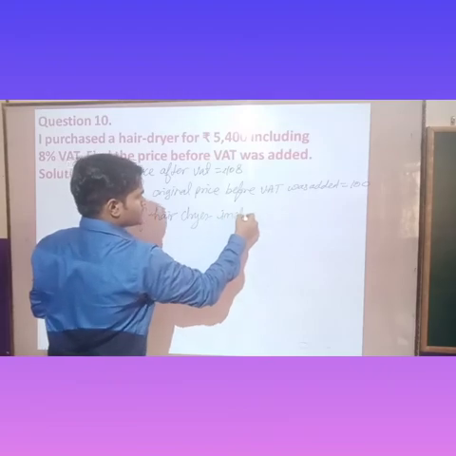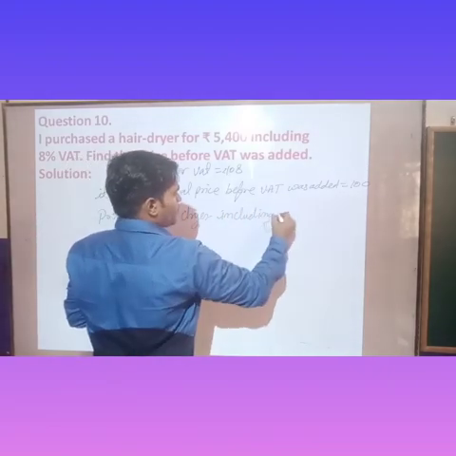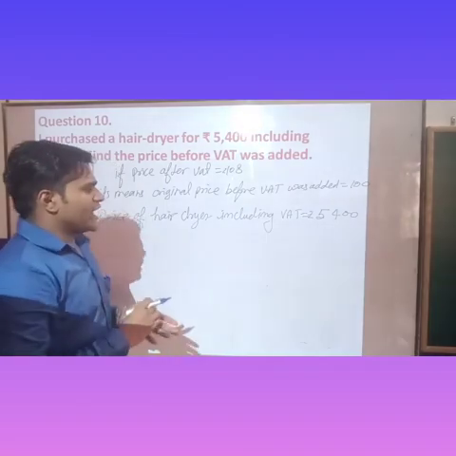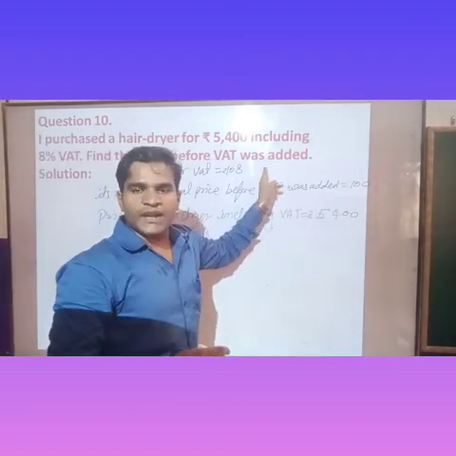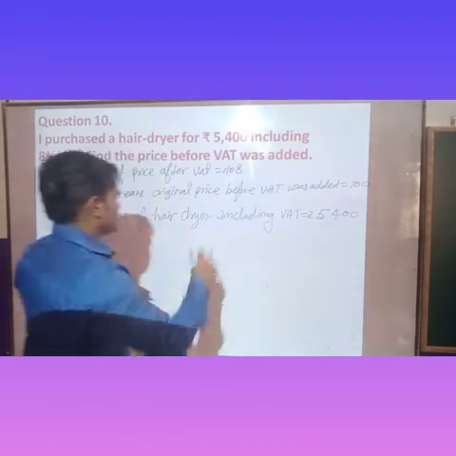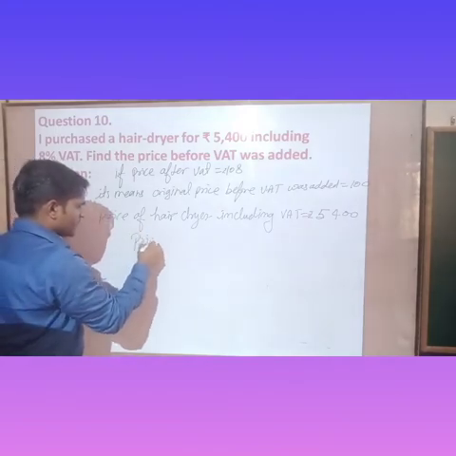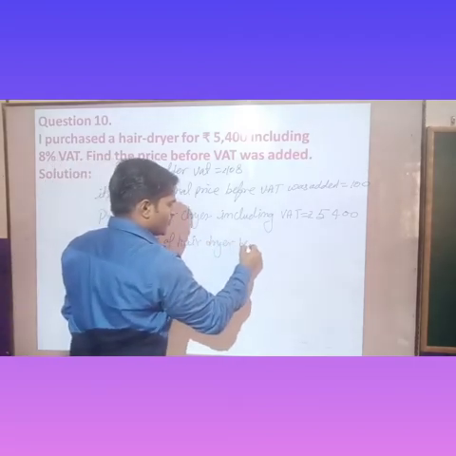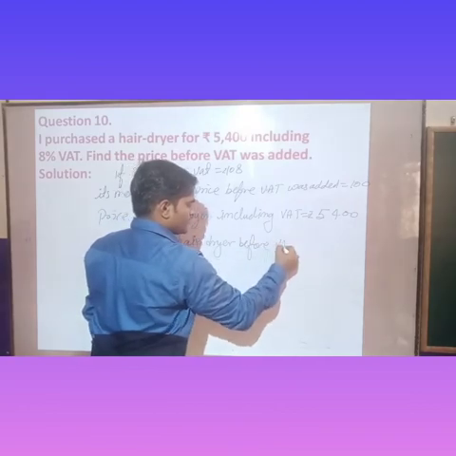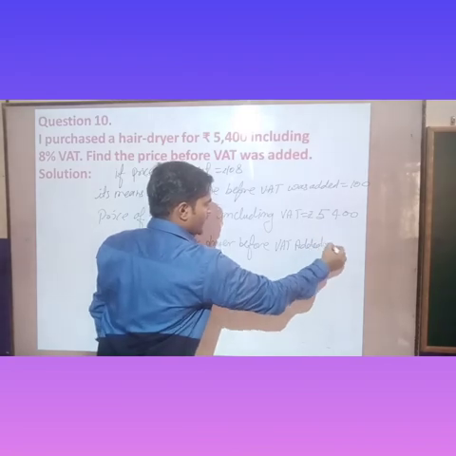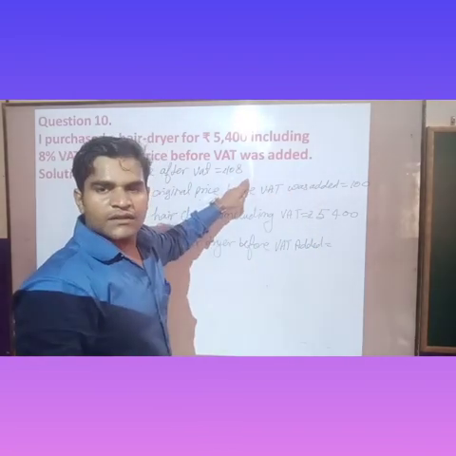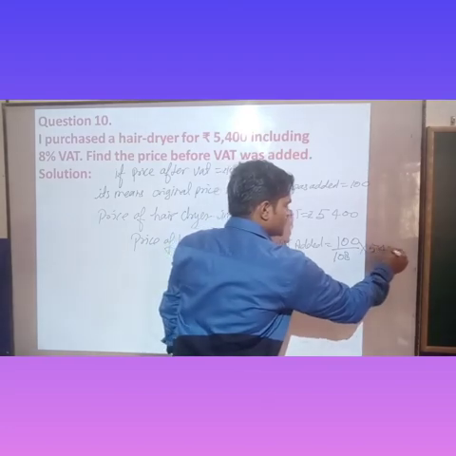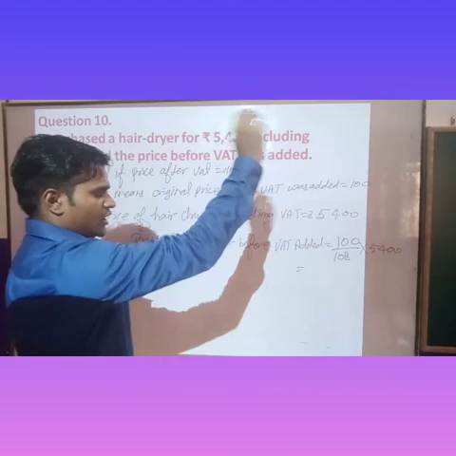Yes. So children, the given price of the hair dryer including VAT was 5,400. Then the price of the hair dryer before VAT was added is 100 upon 108 multiplied by 5,400. So 100 upon 108 multiplied by 5,400.